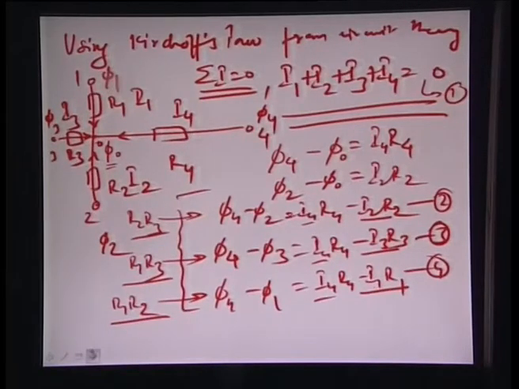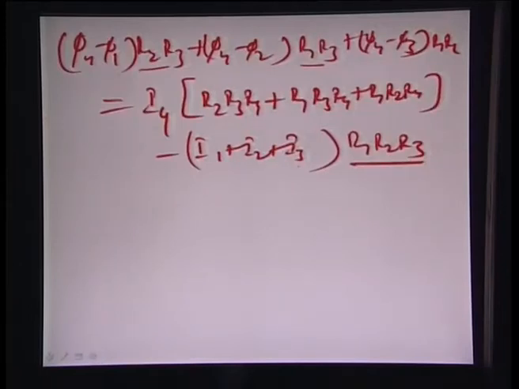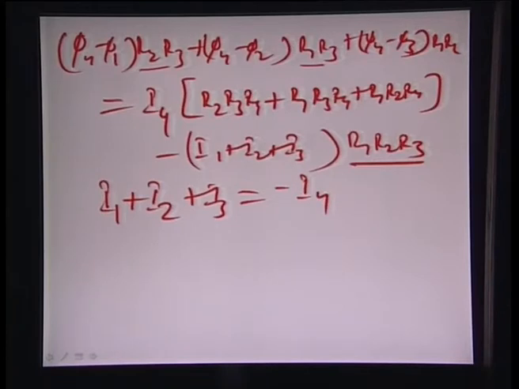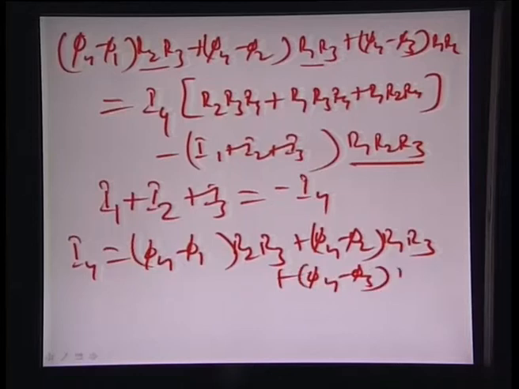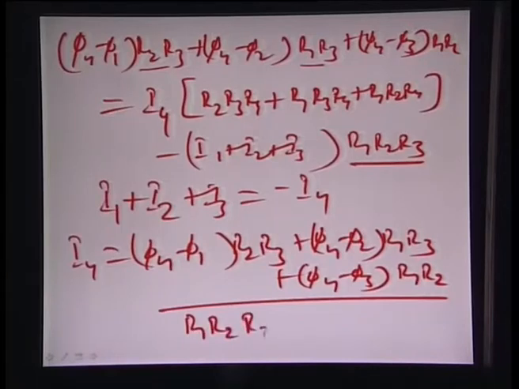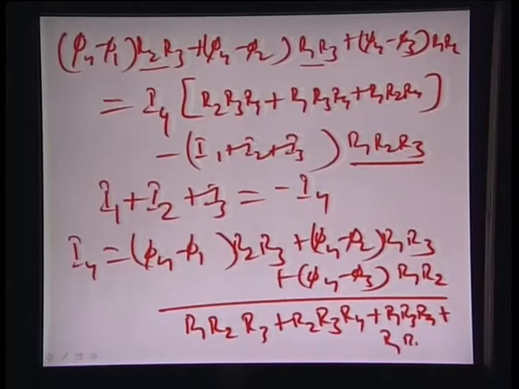And so the idea is that we can easily solve this equation by assuming that from the first equation we have the summation I1 plus I2 plus I3 equal to minus I4. So we can easily take out I4 here, and I4 comes out to be equal to phi 4 minus phi 1 times R2 R3, plus phi 4 minus phi 2 times R1 R3, plus phi 4 minus phi 3 times R1 R2, divided by R1 R2 R3 plus R2 R3 R4 plus R1 R3 R4 plus R1 R2 R4.